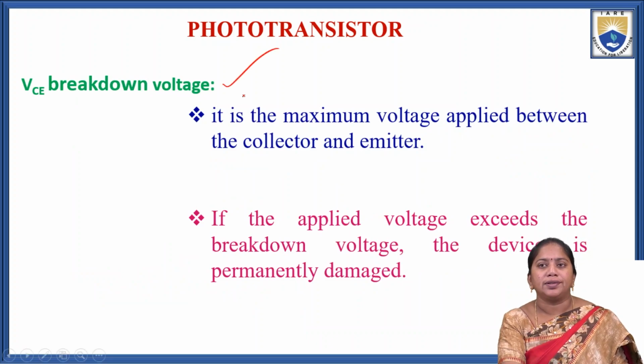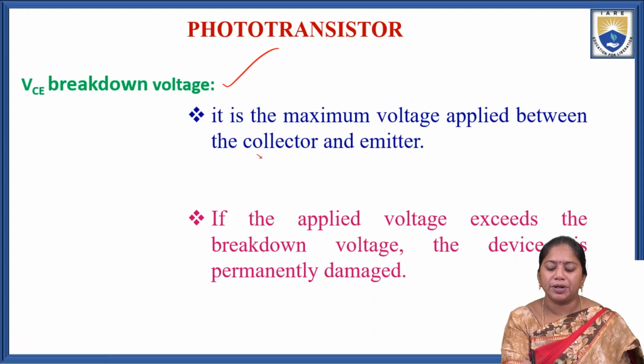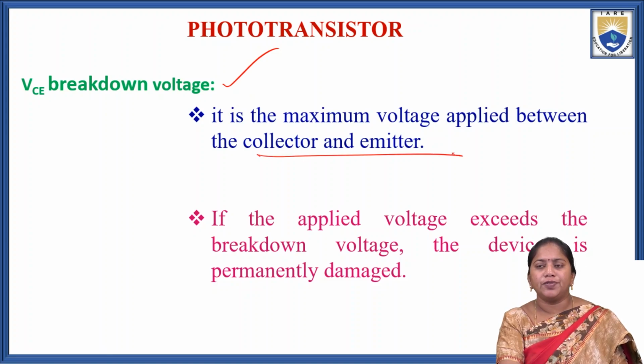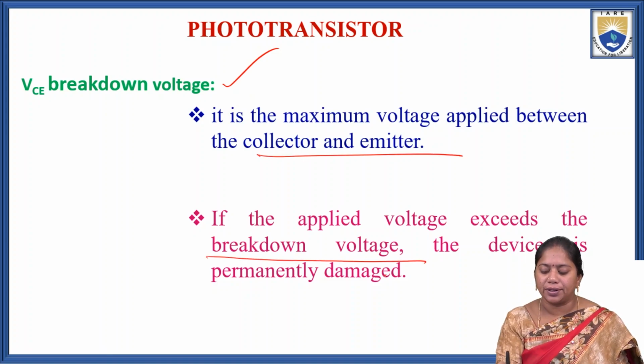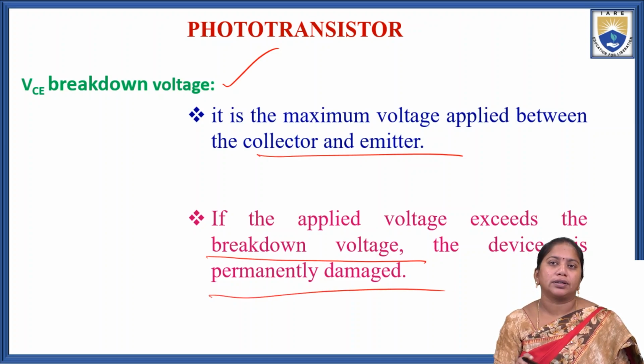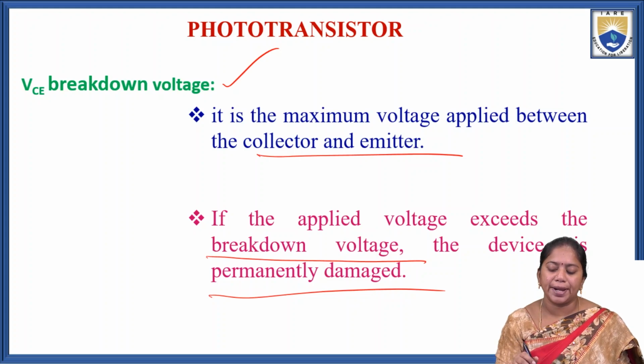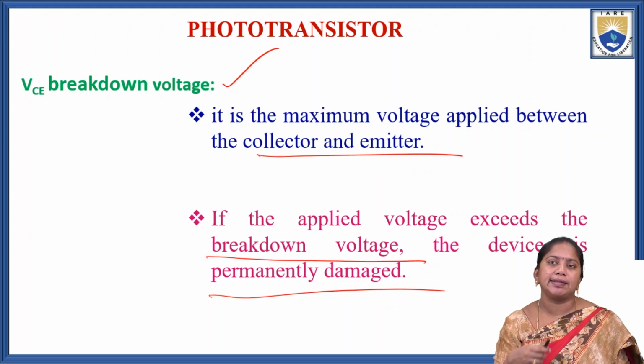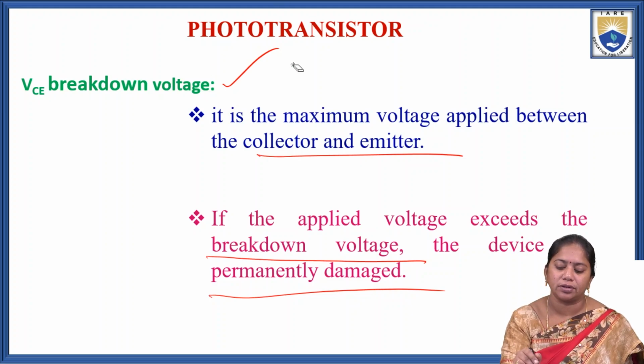VCE breakdown voltage. It is the maximum voltage applied between the collector and emitter. If the applied voltage exceeds the breakdown voltage, the device is permanently damaged. So the maximum voltage applied between the collector and the emitter is known as the breakdown voltage.